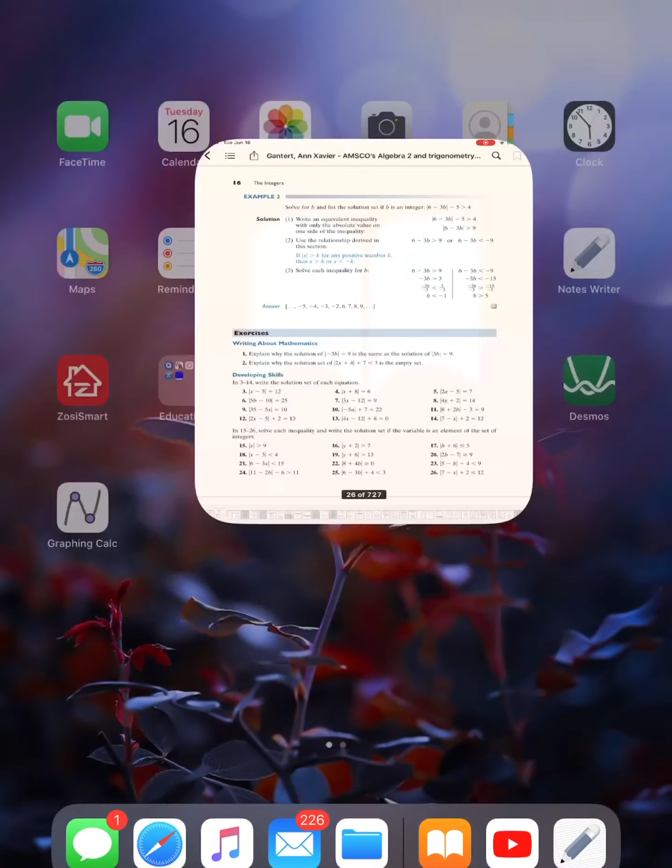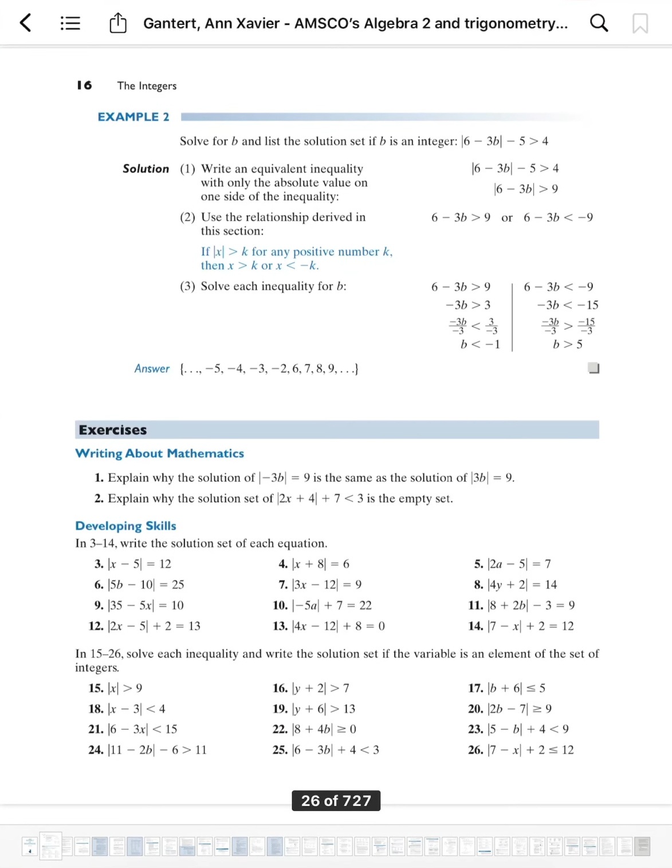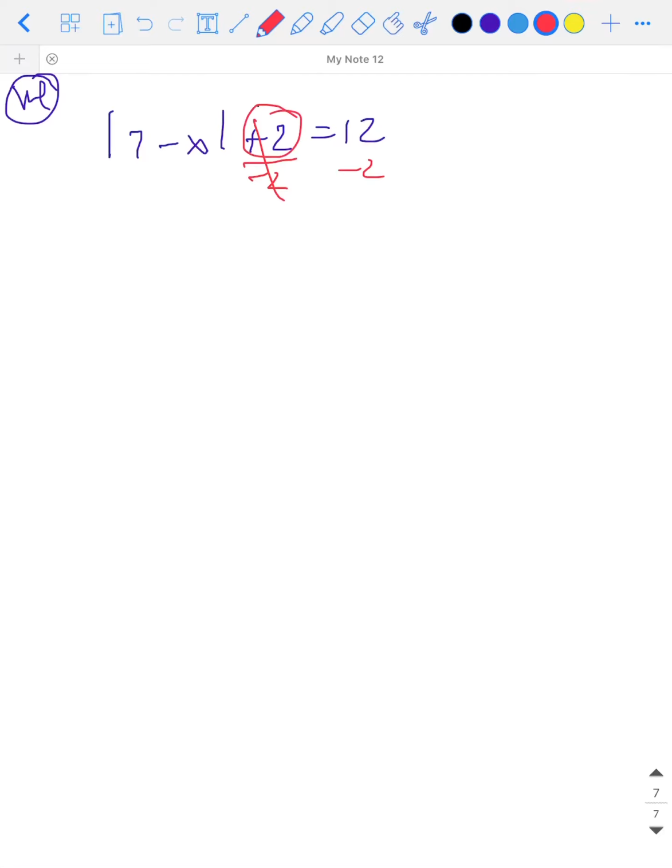Question number 14 reads absolute value of 7 minus x plus 2 is equal to 12. So 14 is a lot like 10 and 12. We have to do something to the outside number before we can actually split up the absolute value function. So I'm going to subtract 2 to both sides because that's the opposite of a plus 2.